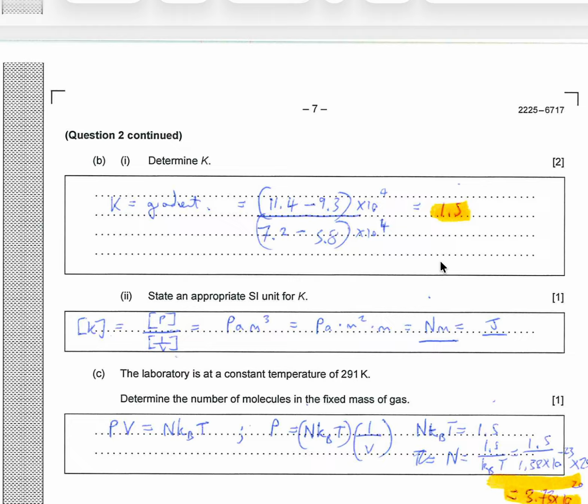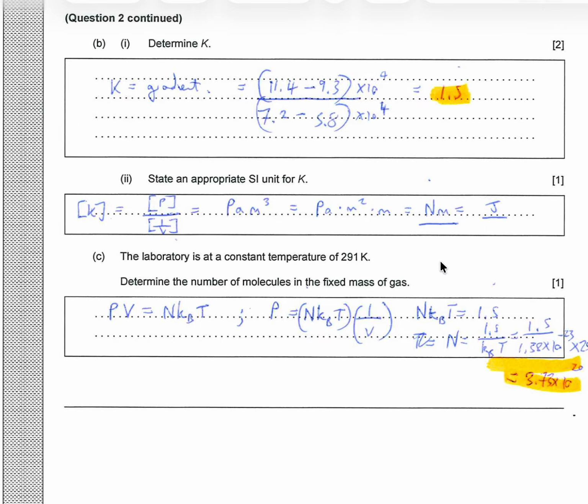Okay. Last bits now, we're going to think about units. Okay, now K, we want to find its units. K is the ratio of P to 1 over V. It's the gradient of the graph, so therefore it's going to come from the ratio. So we can then think about units.